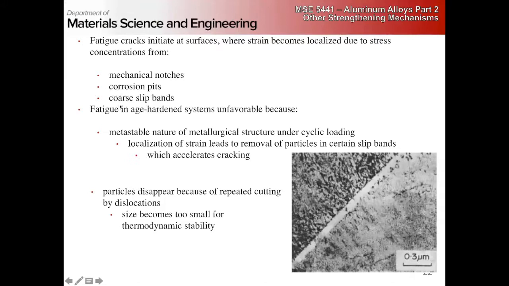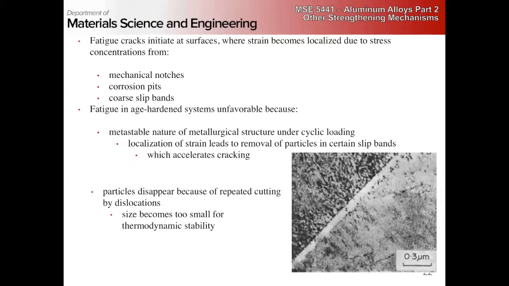to deal with. We also have to worry about coarse slip bands. If we have slip bands that are intersecting the surface, they can make steps on the surface, which will also act as stress concentration. Also, these slip bands, where we had lots of shear localization, will tend to cut particles, right? And this is something we keep talking about, is cutting particles and dissolving particles because of shear activity.